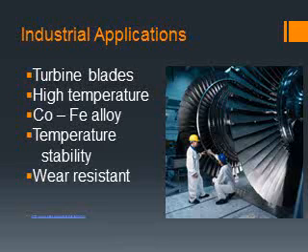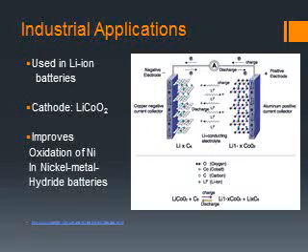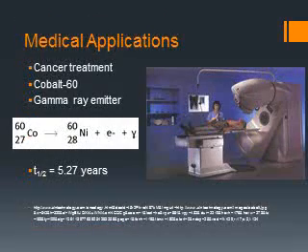Industrial applications. Cobalt is commonly alloyed with iron to produce turbine blades. These alloys have high temperature stability. Cobalt is used in lithium-ion batteries. The cathode is lithium cobalt oxide when fully discharged.